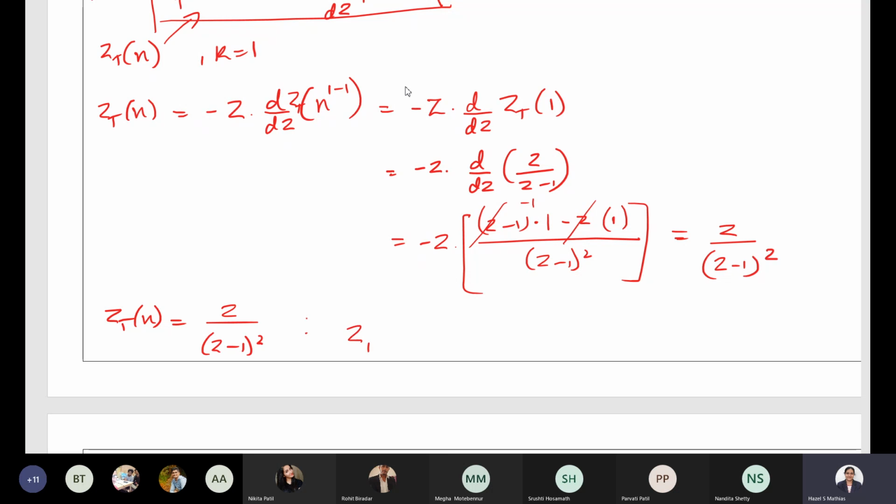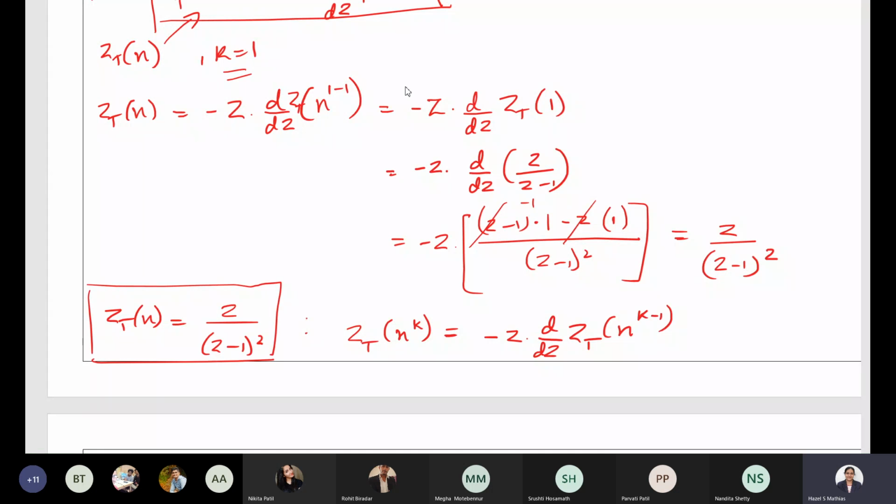What property have we used? We have used Z transform of n power k is equal to minus Z into d by dz of Z transform of n power k minus 1, where k equals 1. So when we substitute that, we get Z transform of n is equal to Z divided by Z minus 1 whole square. Is it okay, everyone?